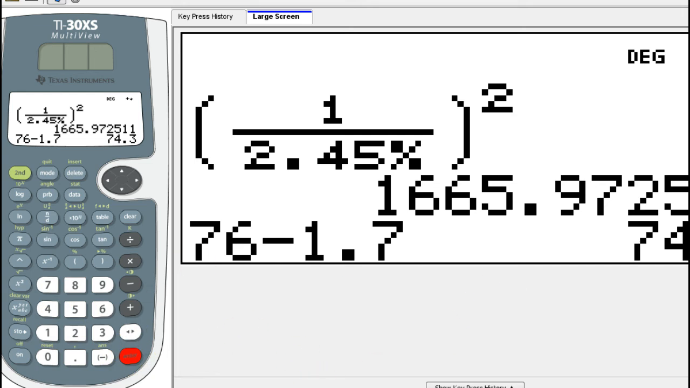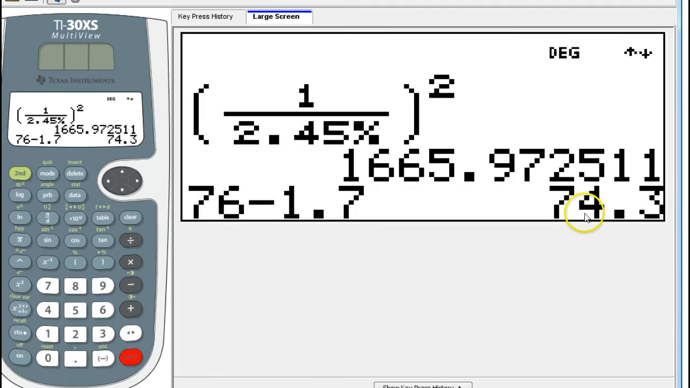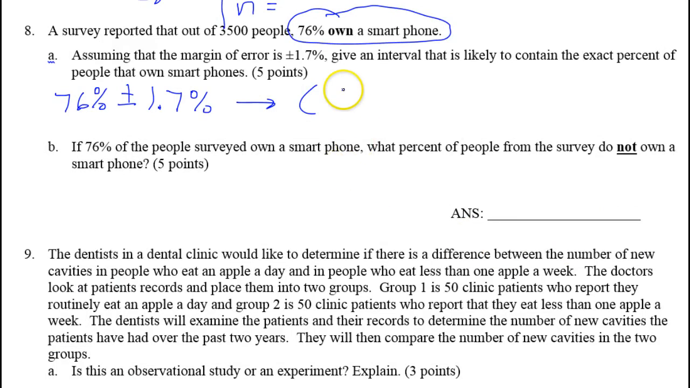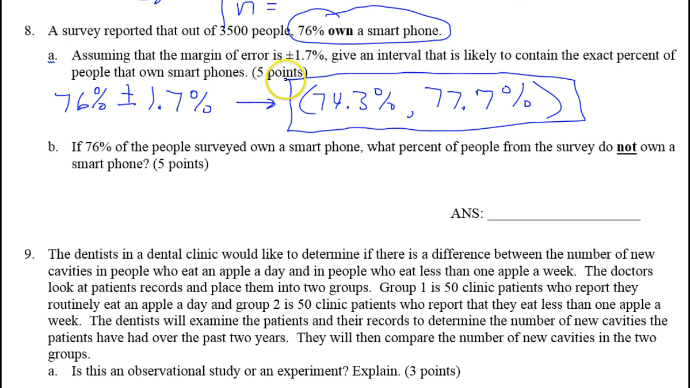So there you've got 74.3. And of course, if you add, you're going to get 77.7%. So this is the interval that is likely to contain the true percentage of the population who owns a cell phone, somewhere between these. It's 76%, give or take the 1.7. So far, we did not need the 3,500.